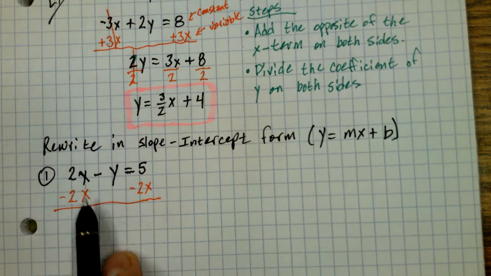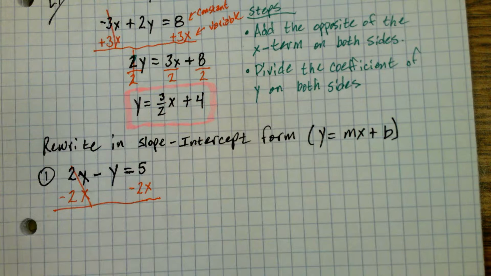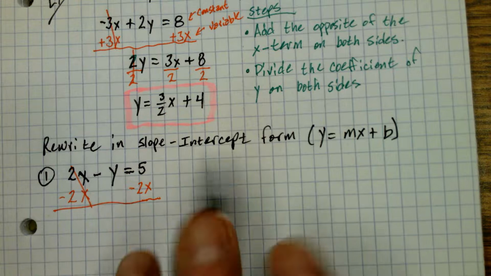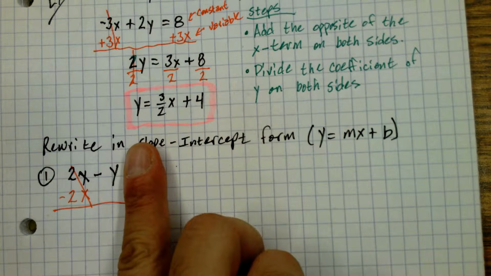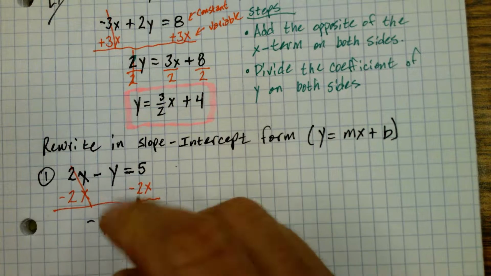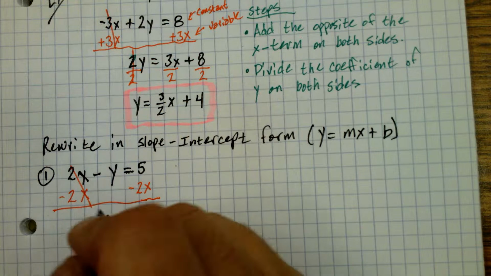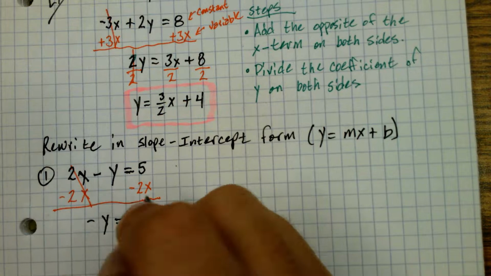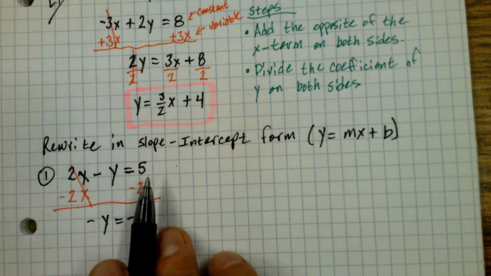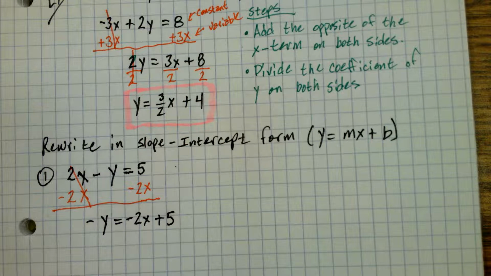So again, if I'm combining 2x and negative 2x, if I add them up, what do they make? They cancel out because there's 0. Now, what do I bring down on the left side now? What do I have here now? Negative y. Yeah, I'm going to put the x part first. So I'm going to write negative 2x. And since this is positive 5, it's plus 5.